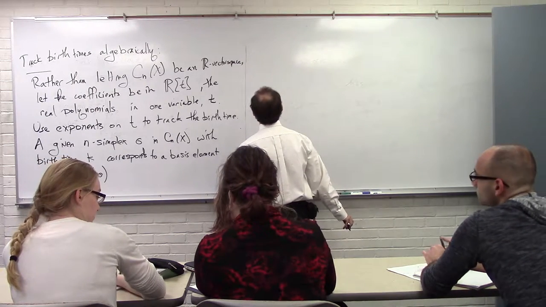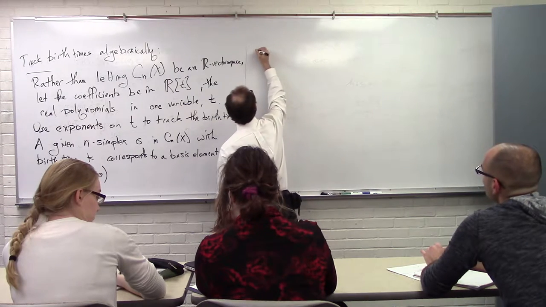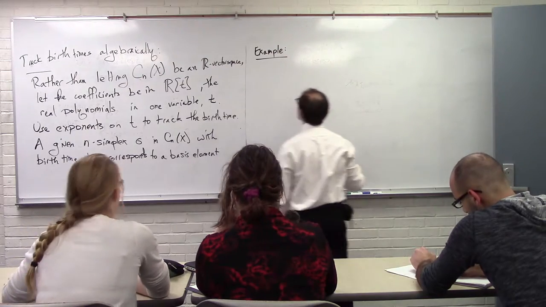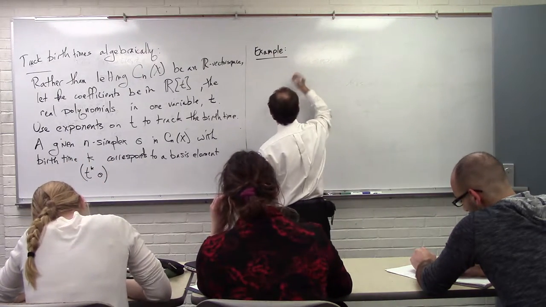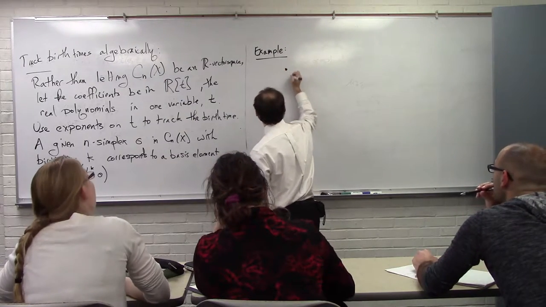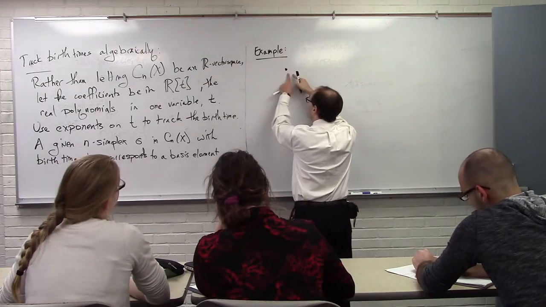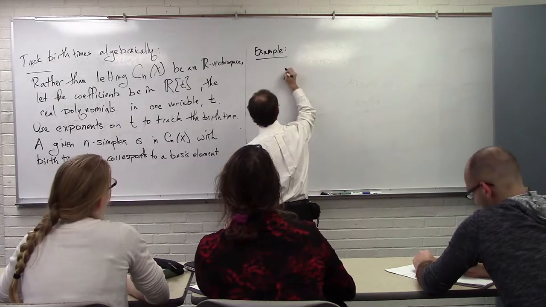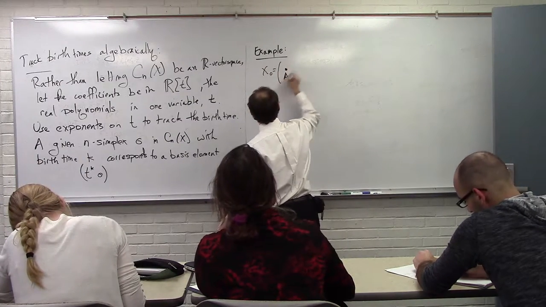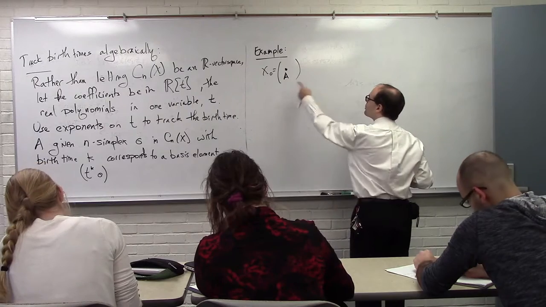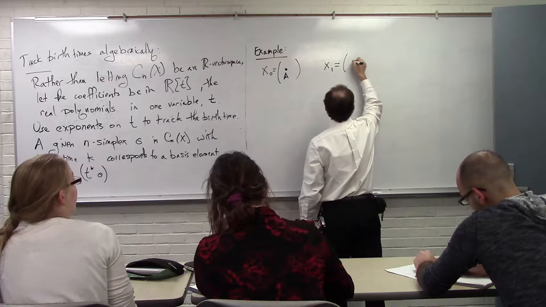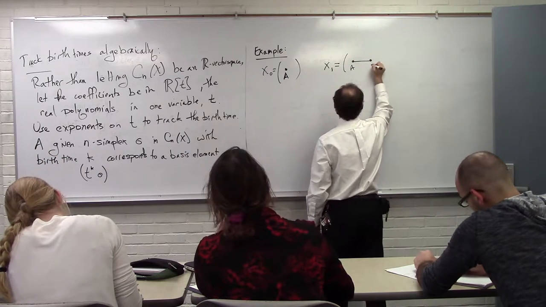Okay, so let's now see how this might look in an example. Start out with a really simple example, just so you can see how this all plays out. I need to make a filtration, right? So it needs to start out with something that is a subcomplex of something else. My first subcomplex is just this. This is X0. X0 is just one point. For X1, I add a point and an edge AB.